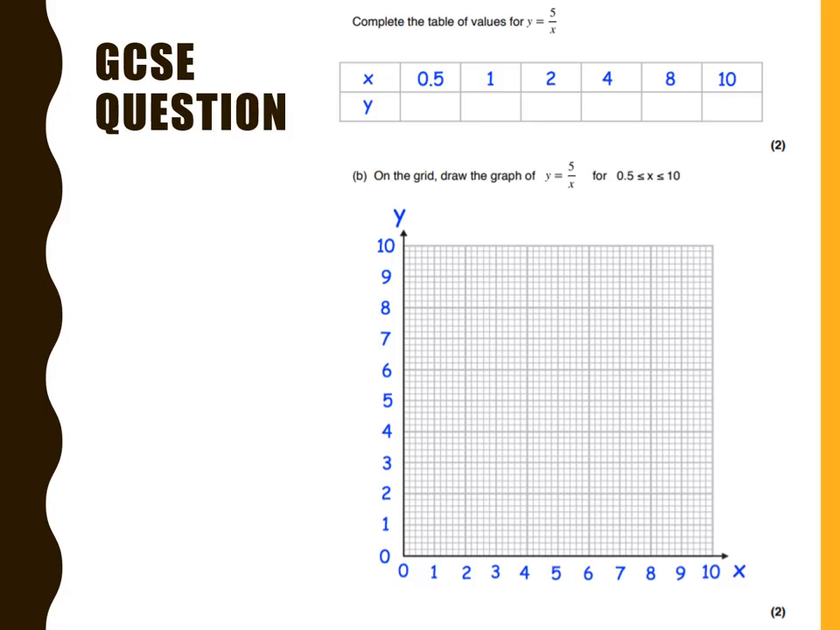This is a GCSE question. Complete the table for y equals 5 over x. You can choose any points on here, however, the x values they've already given you have to be between 0.5 and 10, so it includes 0.5 and 10. You have to have 0.5 here and 10 here, and then you can choose the values that you want in between, put your x values there, get your y values, and then plot your points and draw your graph. These are 4 marks, guys. This is a 4-mark question.